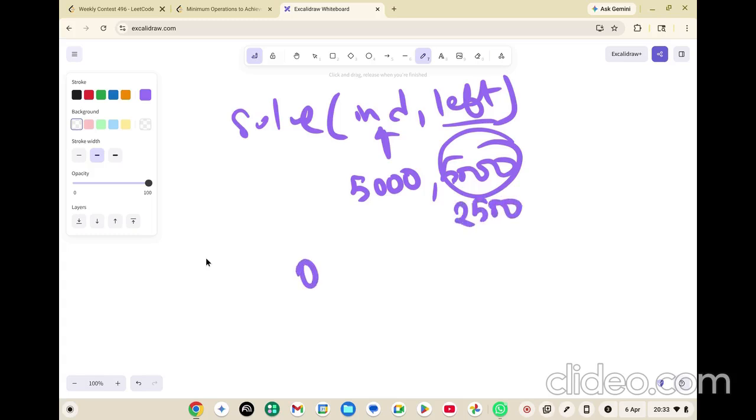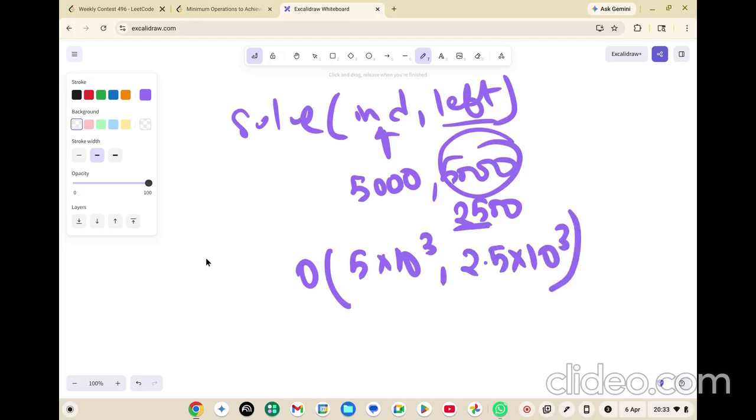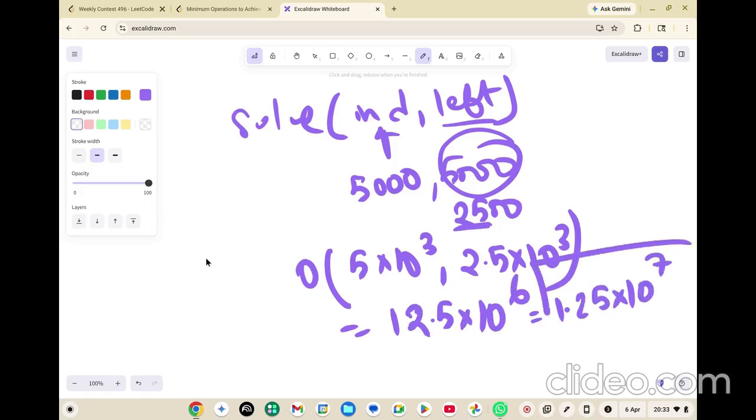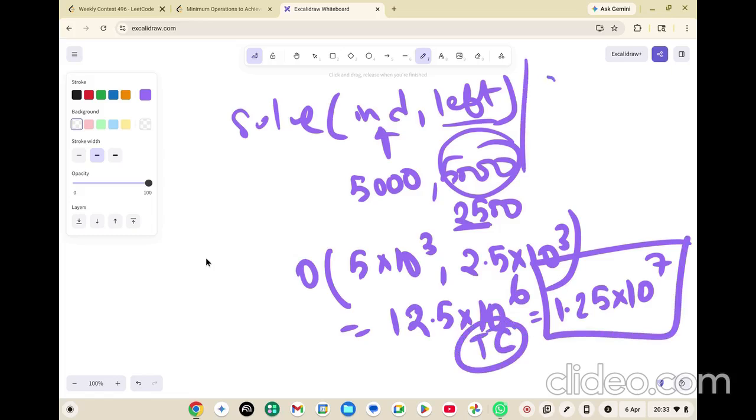So time complexity becomes 5000, which is 5 into 10 to the power 3, times 2.5 into 10 to the power 3, which is 5 into 2.5, which is 12.5 into 10 to the power 6, which can be written as 1.25 into 10 to the power 7. So this is the time complexity. And similarly, index and left are the same parameters that will be used in our space. So space complexity is also 1.25 into 10 to the power 7.